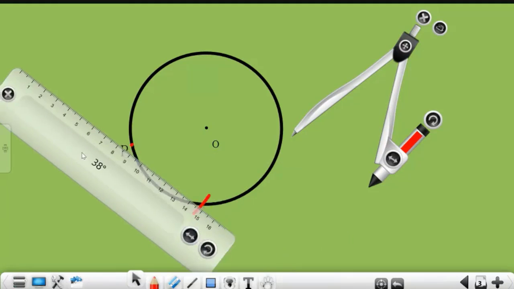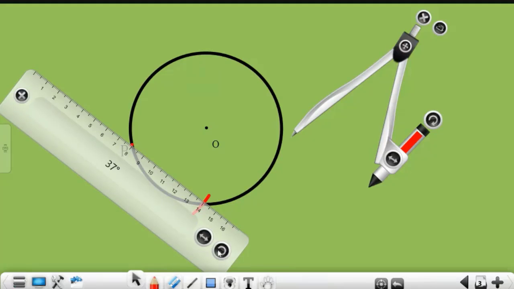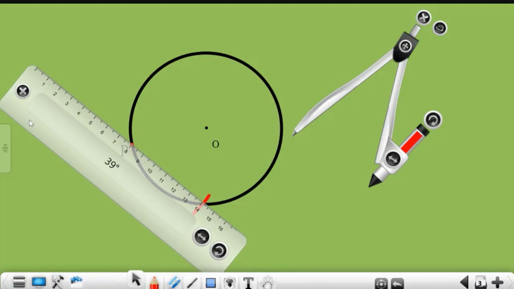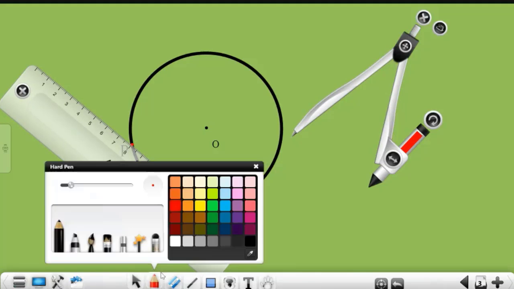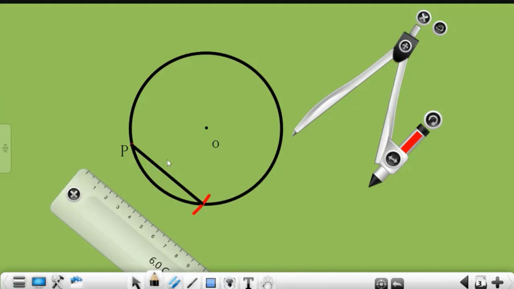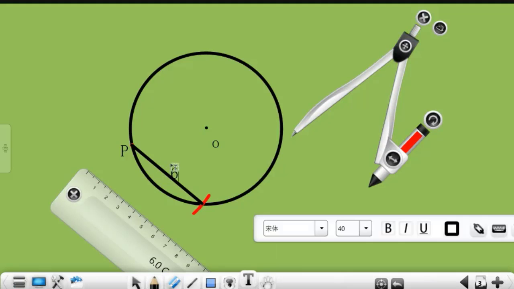I have to turn a bit. I use red color because I want to show you all the point which touches the circumference, which has to be measured. Now I use back the black color. So now connect. This is my chord. This chord is 6 centimeter, so you have to label 6 centimeter here.